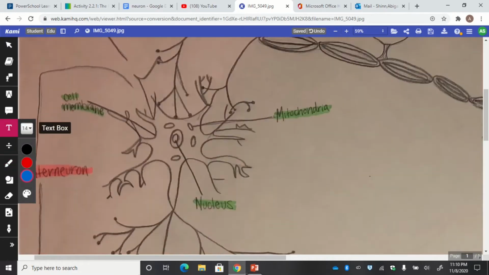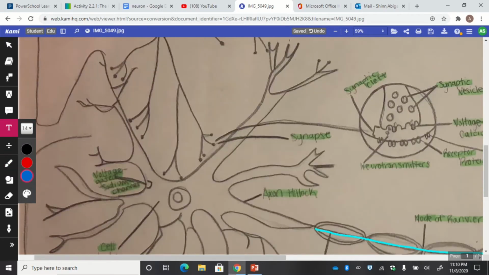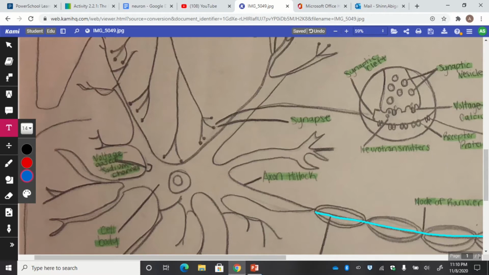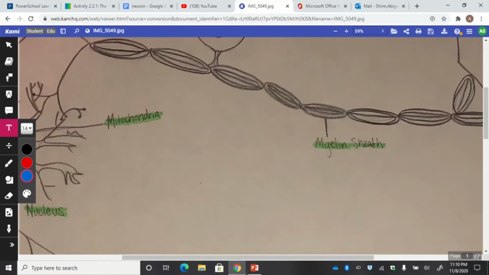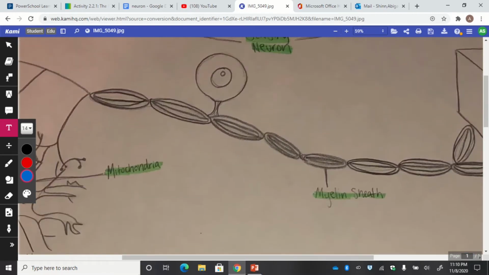And the axon hillock is the site of summation for incoming information and is a specialized part of the cell body of a neuron that connects to the axon of the cell. And then the myelin sheath allows electrical impulses to transmit quickly and efficiently along the nerve cells.